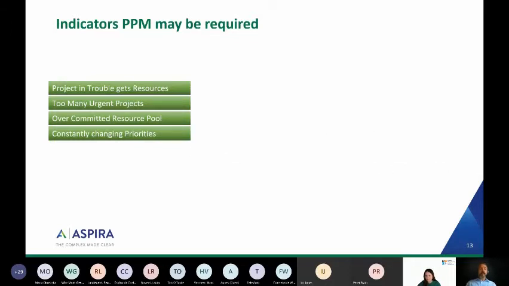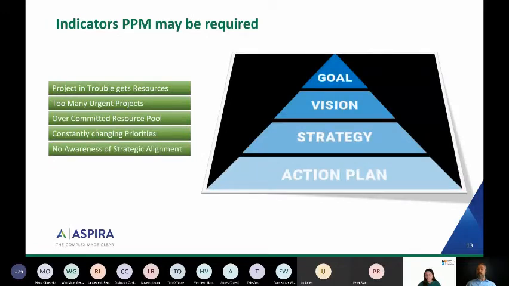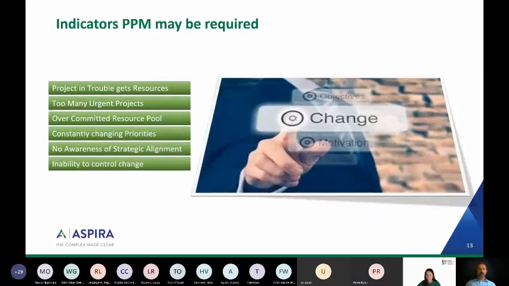Another indicator is that there is no strategic criteria for project selection. The result here is that project teams have little or no idea of the impact their project has on the overall organization strategy. Lack of an overall process to decide on what is the true priority, in addition to other indicators mentioned above, results in the inability to effectively control change in the business.